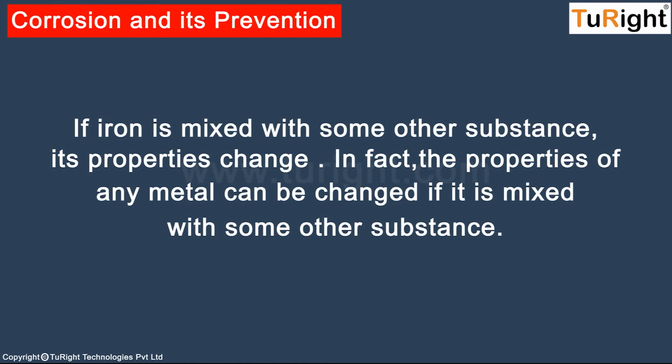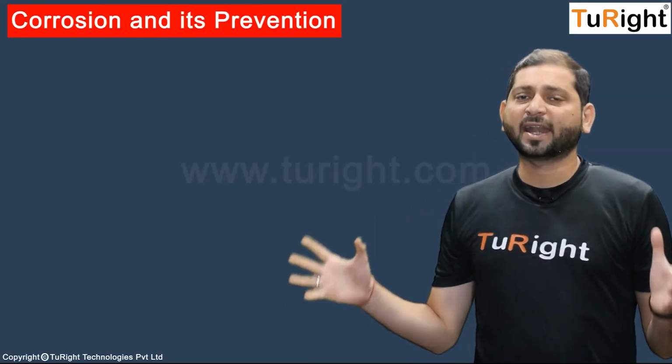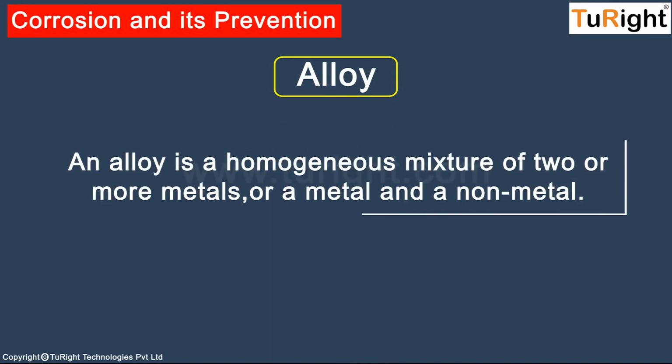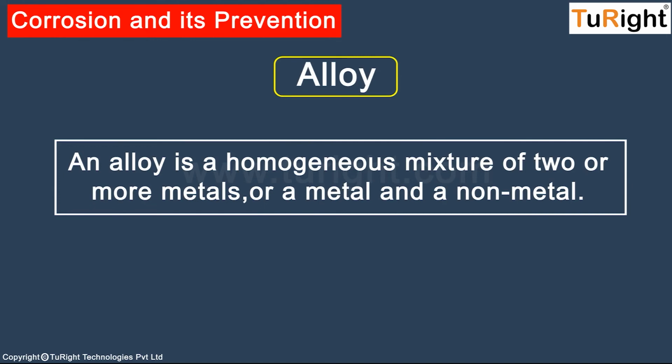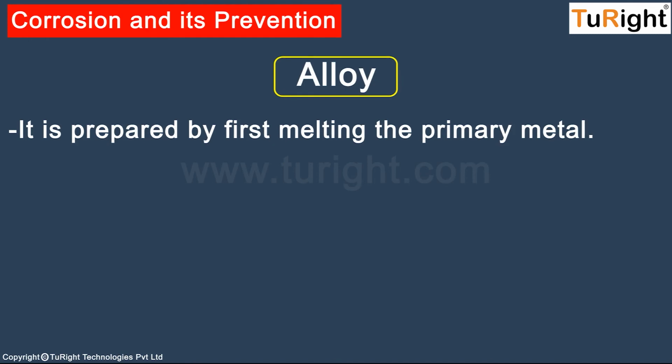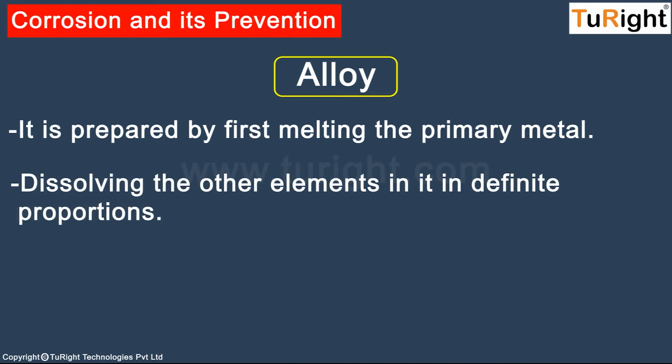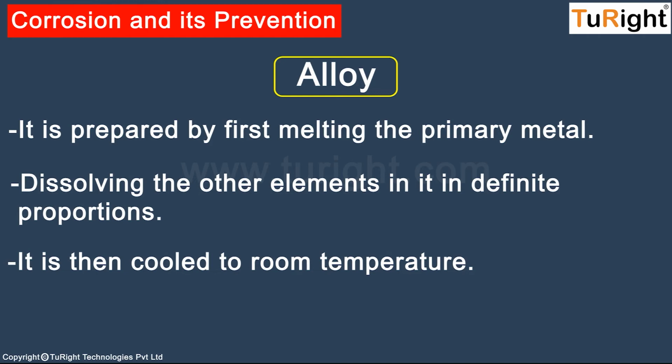Thus, if iron is mixed with some other substance, its properties change. In fact, the properties of any metal can be changed if it is mixed with some other substance. The substance added may be a metal or a non-metal. Now, what is an alloy? An alloy is a homogeneous mixture of two or more metals or a metal and a non-metal. It is prepared by first melting the primary metal and then dissolving the other elements in it in definite proportions. It is then cooled to room temperature.